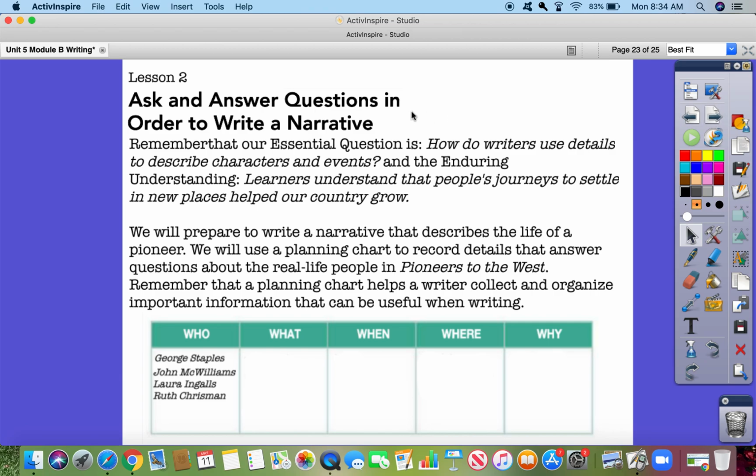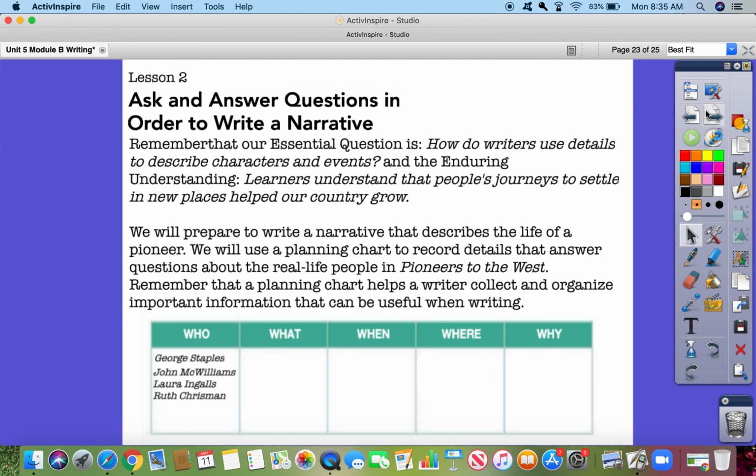So ask and answer questions in order to write a narrative. Remember that our essential question is, how do writers use details to describe characters and events? And the enduring understanding for this unit is, learners understand that people's journeys to settle in new places helped our country grow. So we will prepare to write a narrative that describes the life of a pioneer. We will use a planning chart to record details that answer questions about the real-life people and pioneers to the West. Remember that a planning chart helps a writer collect and organize important information that can be useful when writing.